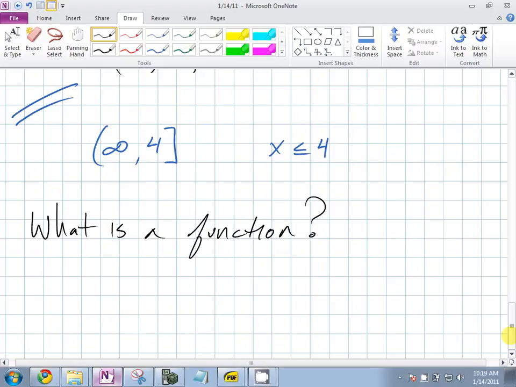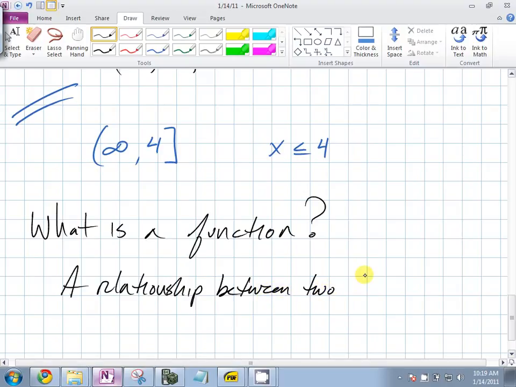A relationship, I like this. Between, I'm going to clean up what you said a little bit. Between two, you can actually have two or more. I'm not going to put that in because we're not really going to be doing that too often, but two sets.